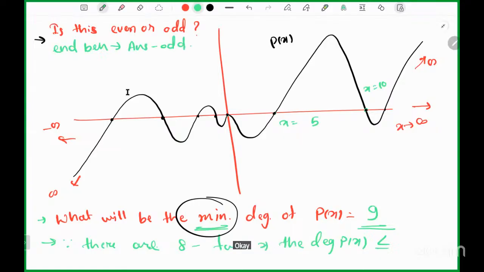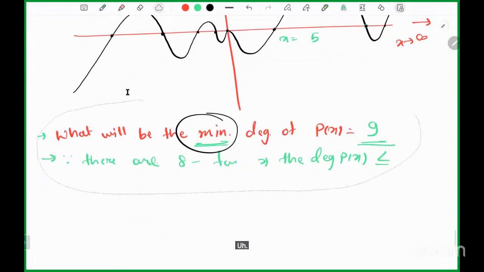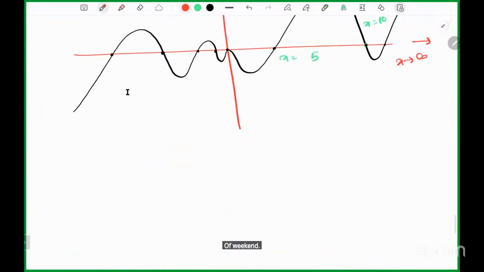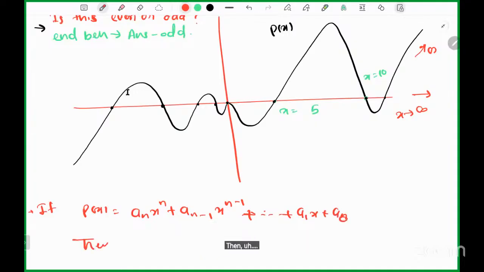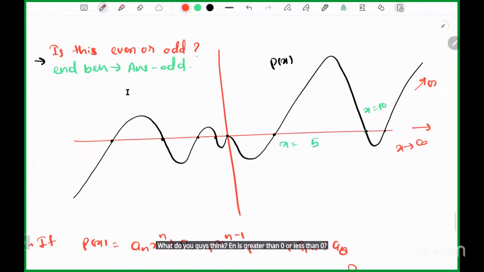One more thing I can ask based on the graph is, what will be the sign of the largest coefficient. If p of x is equal to a_n x to the power n plus a_(n-1) x to the power n minus 1 plus and so on plus a_1 x plus a_0, then is a_n greater than 0 or less than 0? What do you guys think? It's greater than 0, I think.